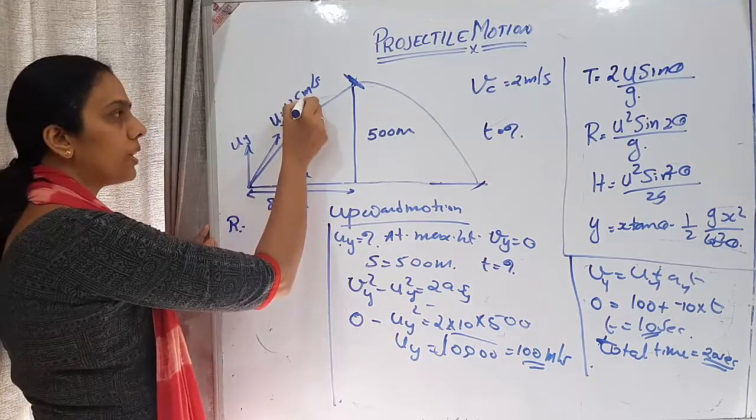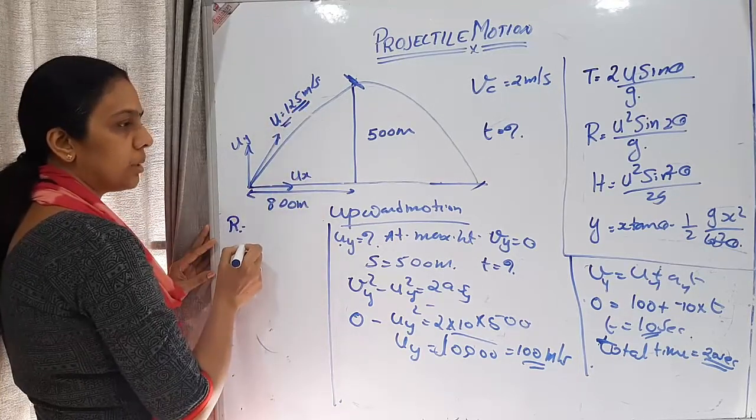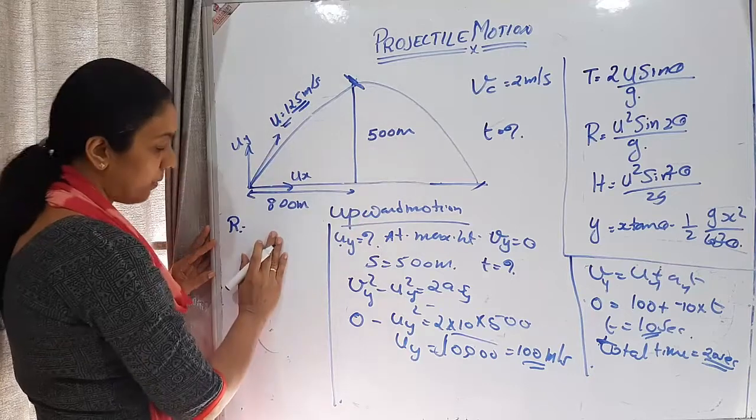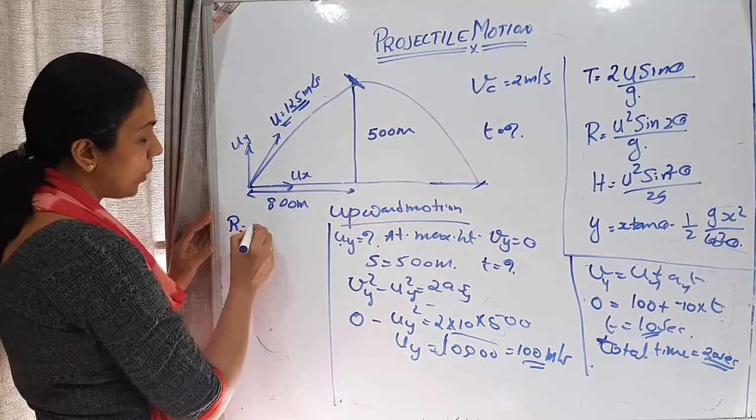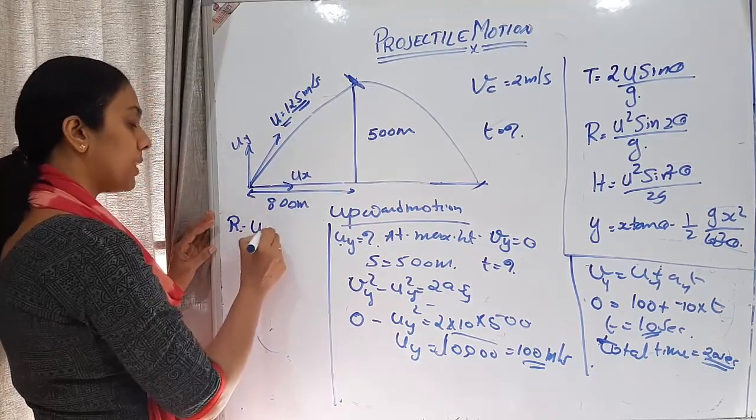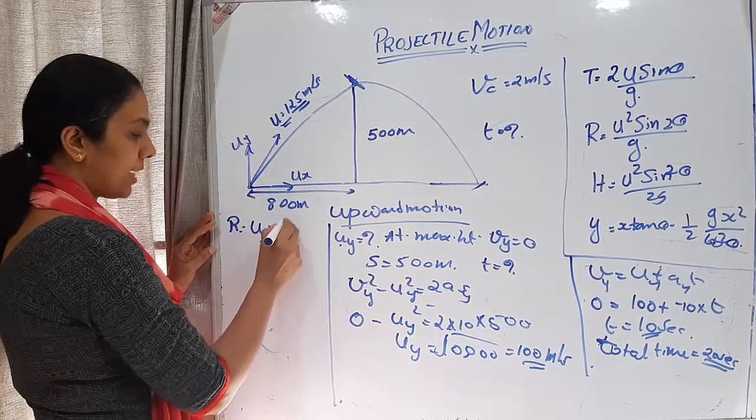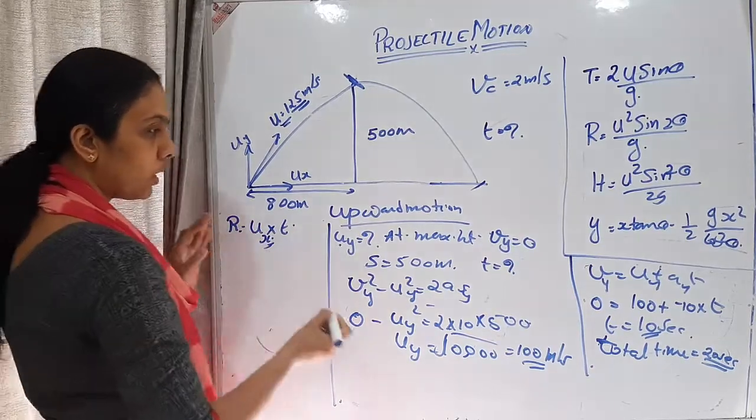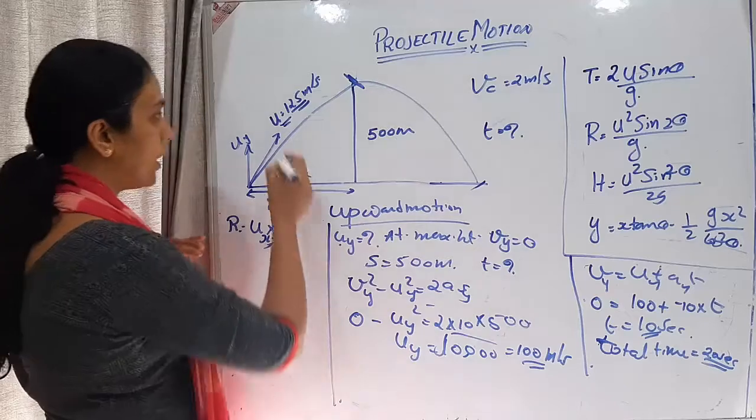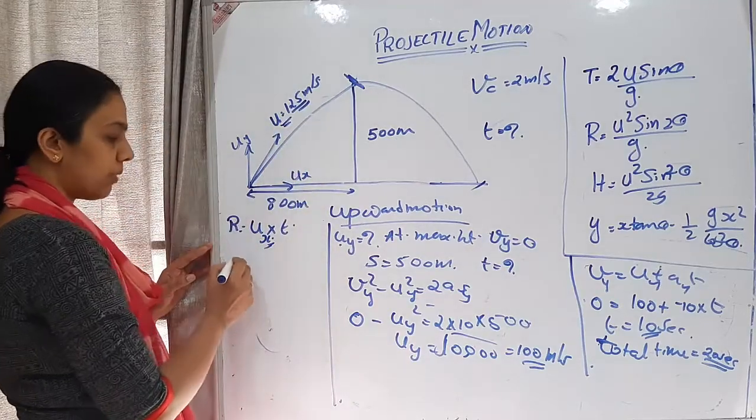If it is moving with a velocity of 125 meter per second, how much will it be covering? That one we need to find out. So range equals velocity into time, velocity along the x-axis into time. But we don't know the velocity along the x-axis, but instead we know the initial velocity.